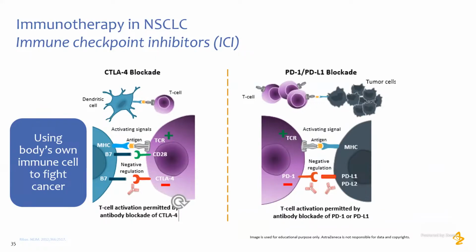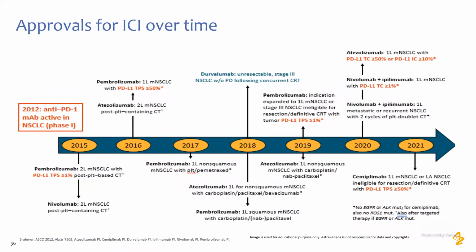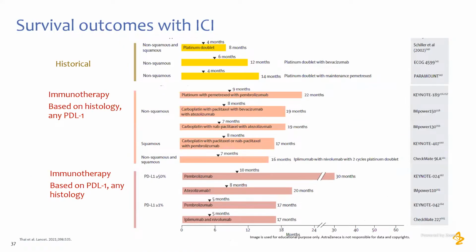Now coming to checkpoint inhibitors, the two main pathways are the PD-1 or PD-L1 inhibitors and CTLA-4 blockade. And these are the various drugs which have got approval, starting from 2015 Pembro to the current approval in 2021 of cemiplimab. And these are the outcomes of various immunotherapy trials.